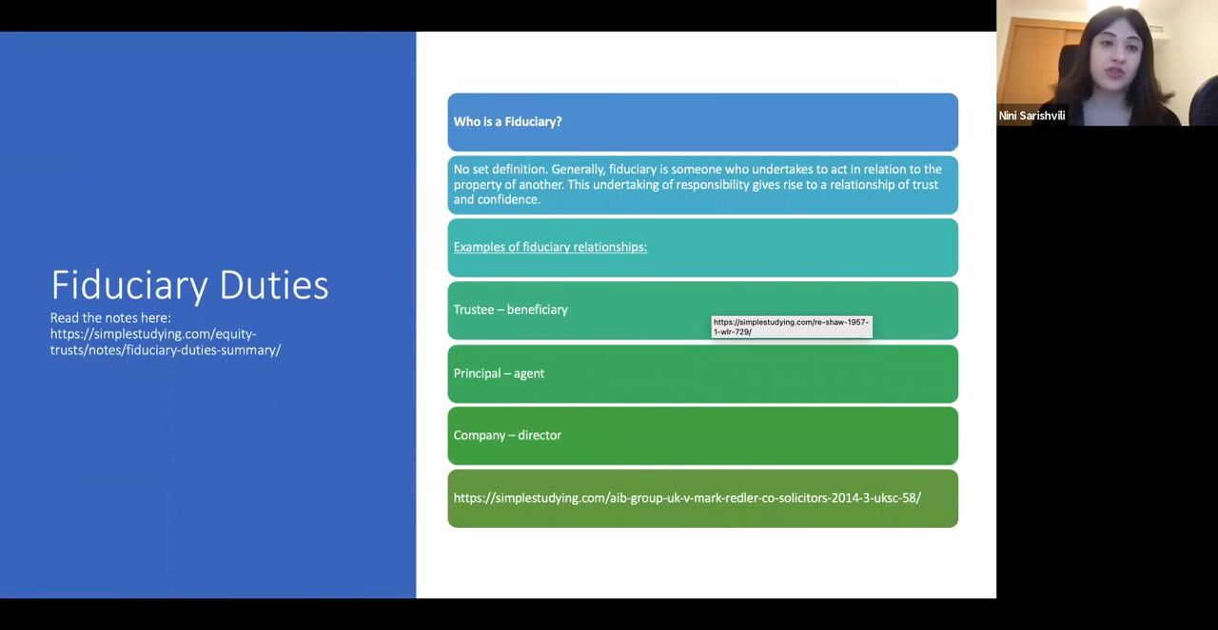Finally, fiduciary duties. This is the kind of relationship where trust between the parties arises. This is the relationship of trust and confidence. Examples of this kind of relationship are company and director, principal and agent, and trustee and beneficiary. These are all types of relationship that raise trust and confidence.